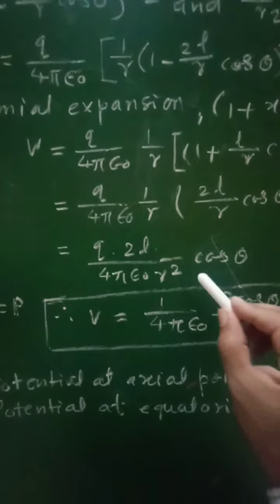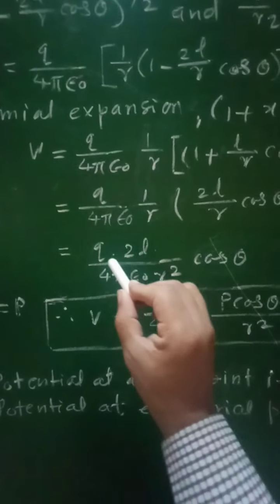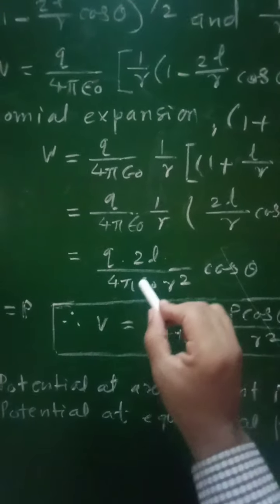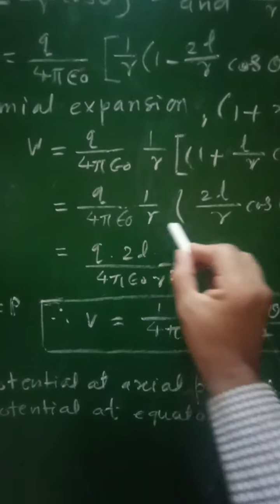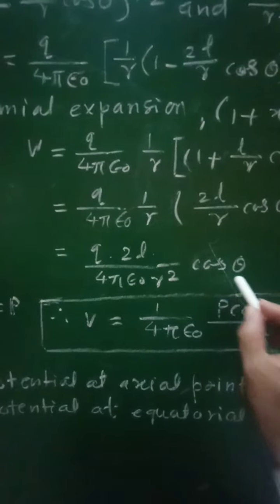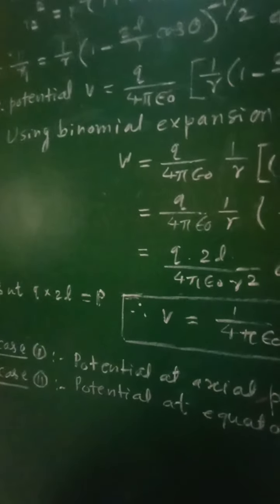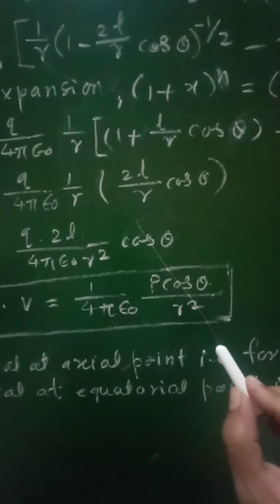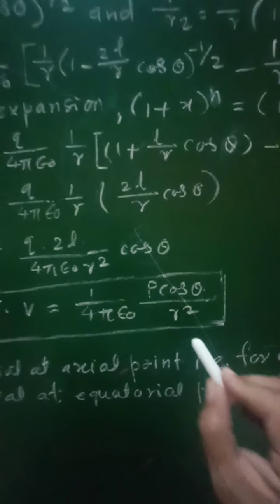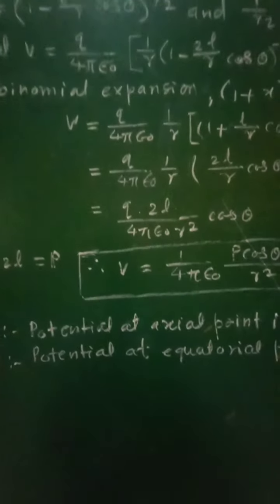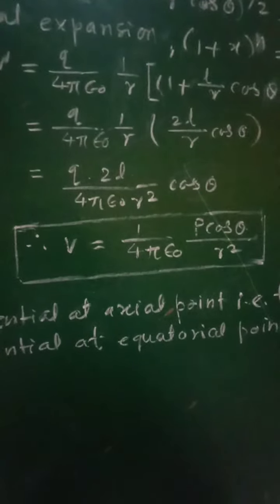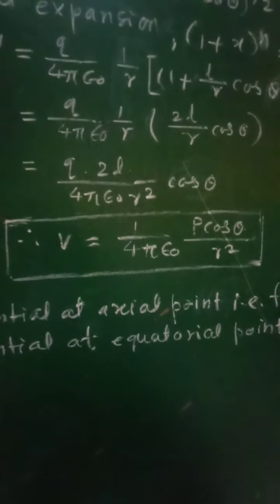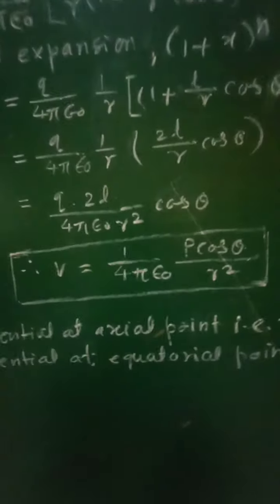Now rearranging the terms, this will be written as q into 2L upon 4 pi epsilon 0 r square cos theta. But we know that q into 2L is the electric dipole moment p, and therefore phi equal to 1 upon 4 pi epsilon 0 p cos theta upon r square. And this will be the expression for the electric potential at any point due to this electric dipole.